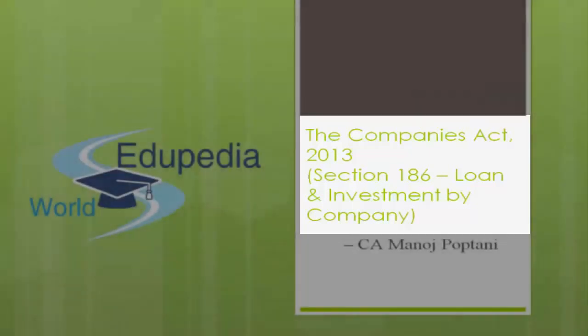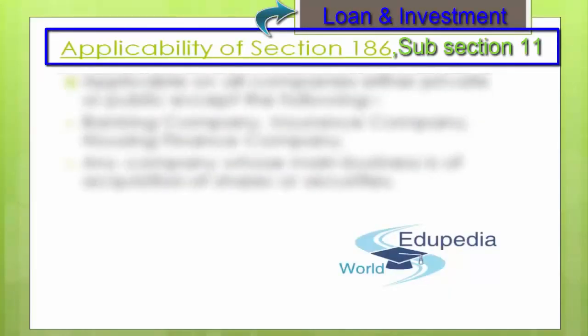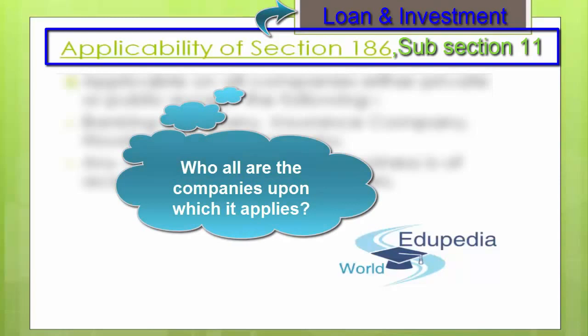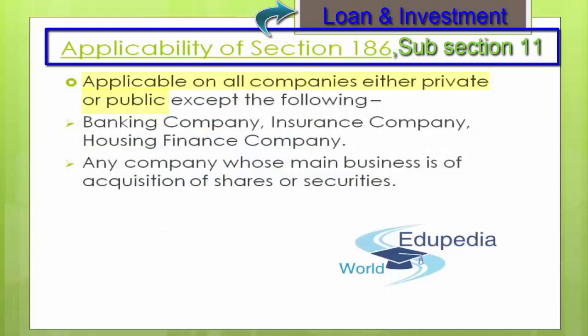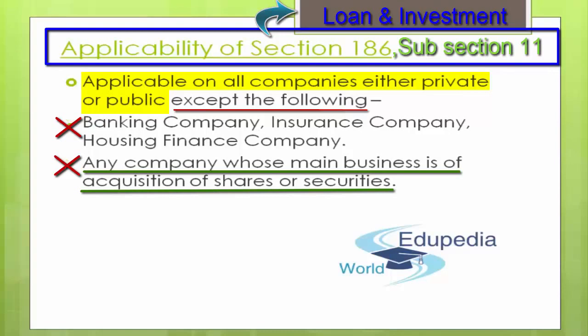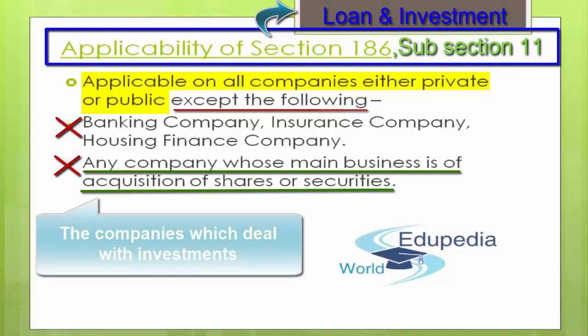So I'll mark the beginning of this presentation with the first topic, and that will be about the applicability, as usual. You need to understand first of all what all are the companies wherein section 186, that is loan and investment by the company, is applicable. So guys, this particular section is applicable on all the companies, be it private or public, except a few, like the banking company, the insurance company, the housing finance company, or any company whose main business is the acquisition of shares or securities. By the term any company whose main business is the acquisition of shares or securities, I simply mean the companies which deal in investments, the investment company, banking company, insurance company, and housing finance company. These are the companies which are excluded from this list.